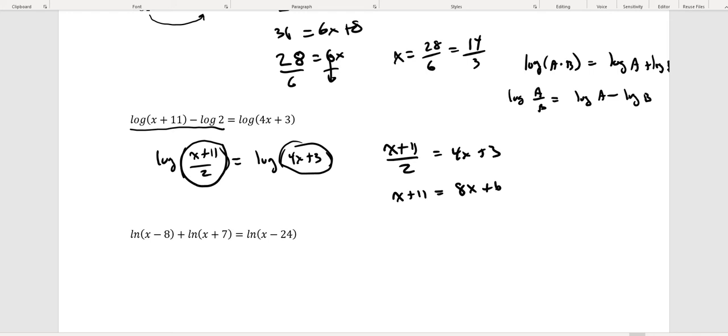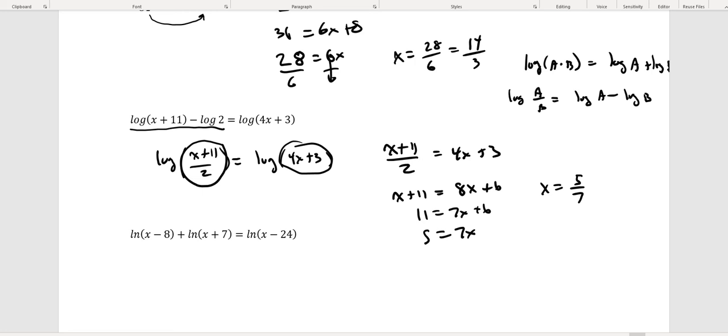Just going to look that over. Subtracting x from both sides. Subtracting 6 from both sides. And dividing both sides by 7. So it's looking like 5/7 solves that if I haven't made any algebra goofs. I'm going to leave that for the viewer to look it over and tell me about any algebra goofs. Next one.